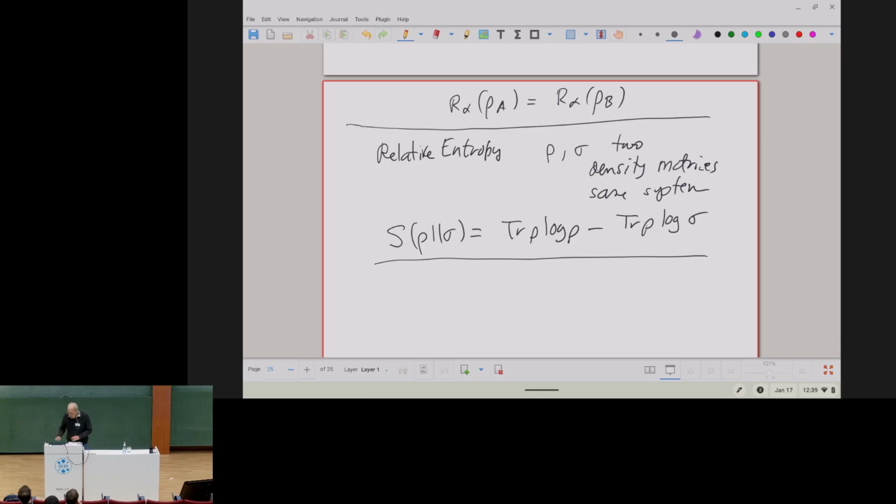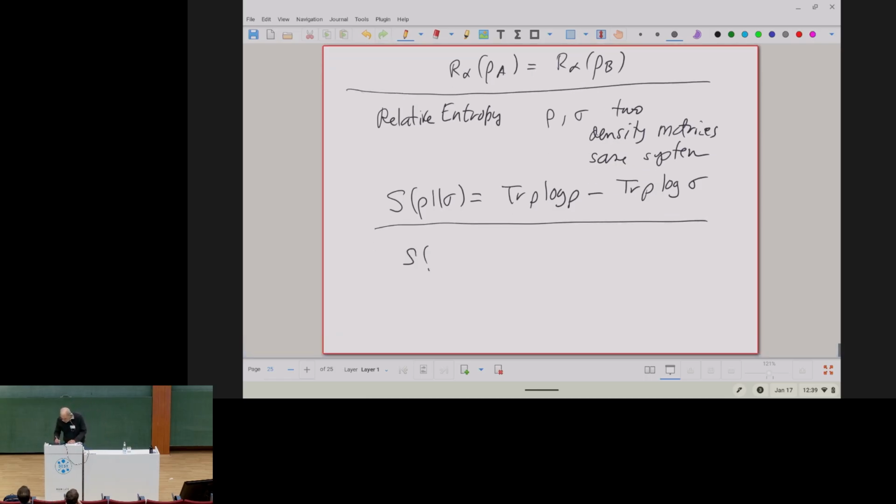All we want to know is that, first of all, S of rho relative to sigma is 0 if rho equals sigma, and it's positive if rho is not equal to sigma. I think what I will do before lunch is just prove that relative entropy is positive if rho isn't equal to sigma, and then after lunch we'll continue with some corollaries.